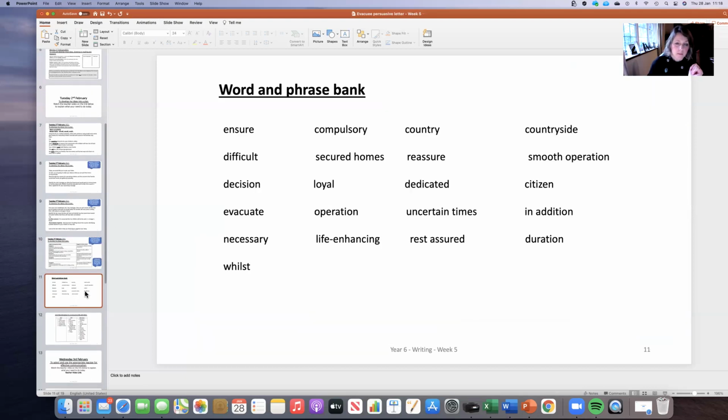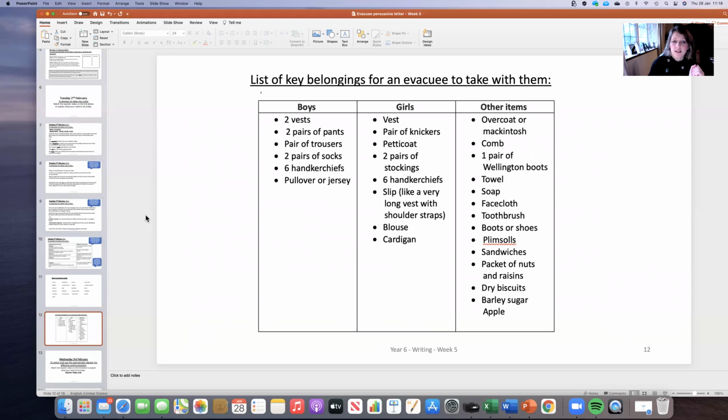So we've included a word bank that might help you think about some sentences when you're writing your planning and incorporate some of those. We're putting there about they've secured some homes. It's all very uncertain times. Some of these phrases that you might want to incorporate. And then finally, we have included a list of belongings the evacuees need to take. So that is something you could include in your letter.